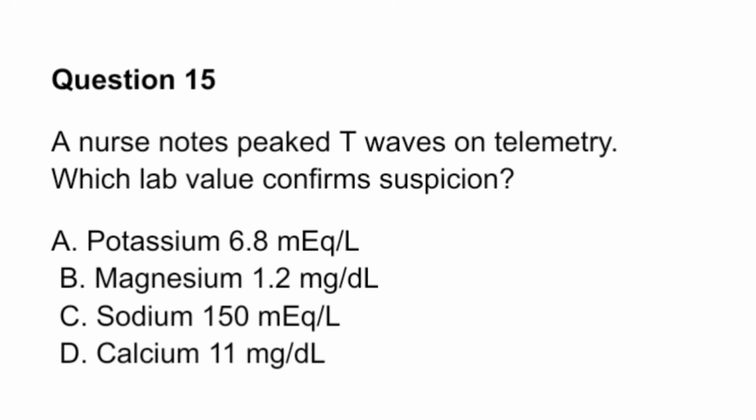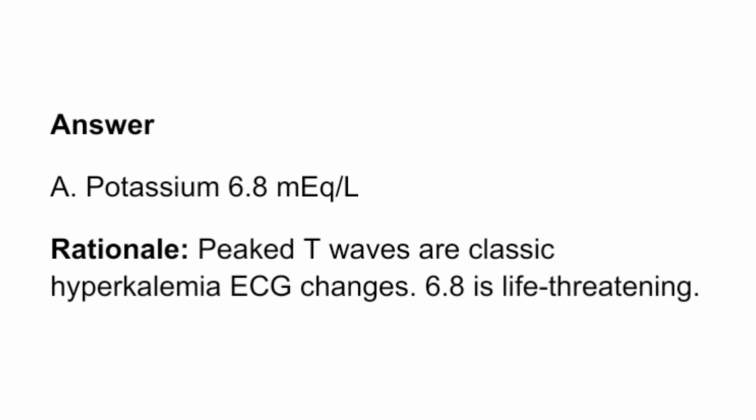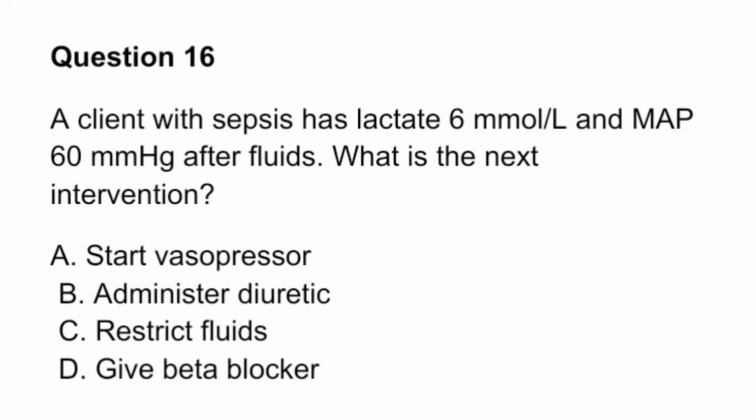B. Magnesium 1.2 milligrams per deciliter. C. Sodium 150 milliequivalents per liter. D. Calcium 11 milligrams per deciliter. Answer. A. Potassium 6.8 milliequivalents per liter. Rationale. Peaked T waves are classic hyperkalemia ECG changes. 6.8 is life-threatening.